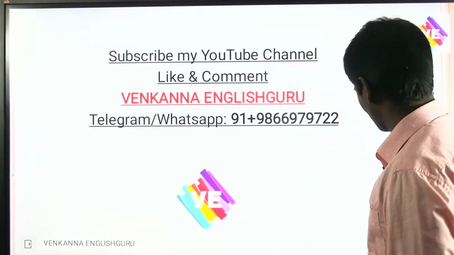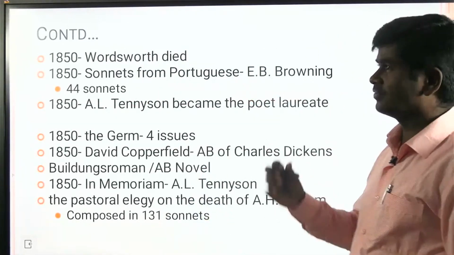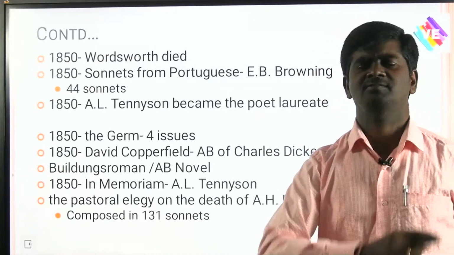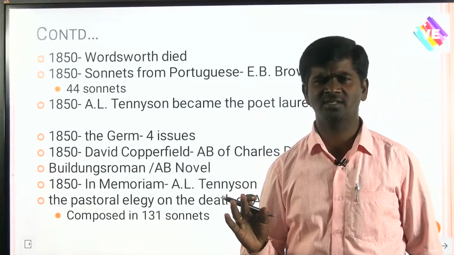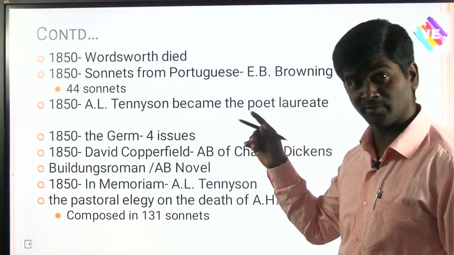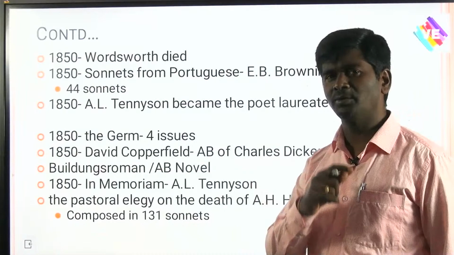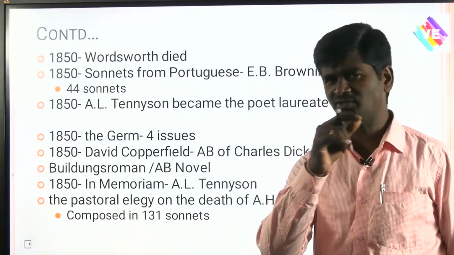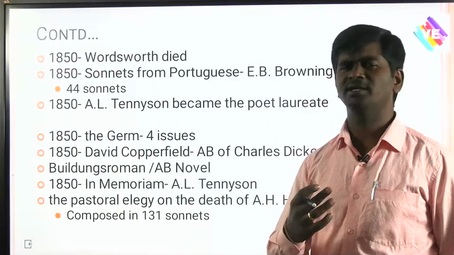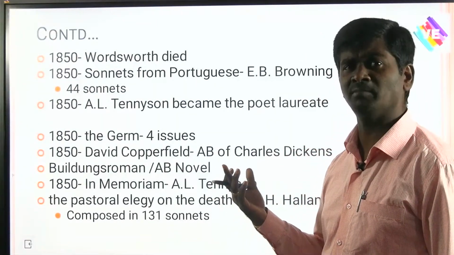So, next, 1850, a very, very important date as a part of the Victorian period. There are many significant events that took place in 1850, my friends. Death of Wordsworth in 1850, and The Prelude, the autobiography of Wordsworth, was published by his wife, Mary. That is a popular epic composed by Wordsworth in blank verse.